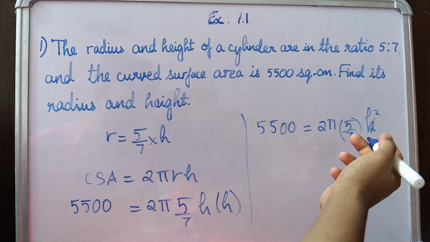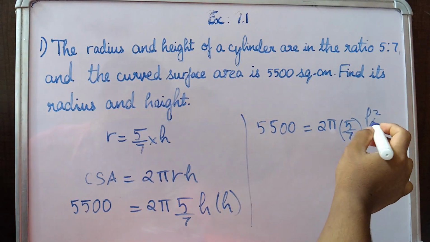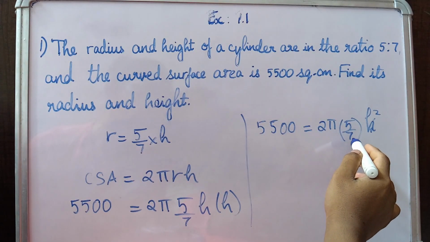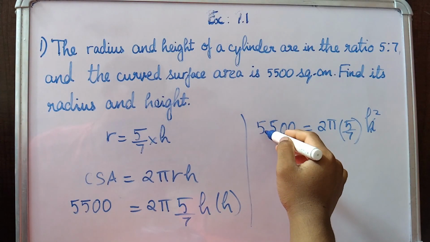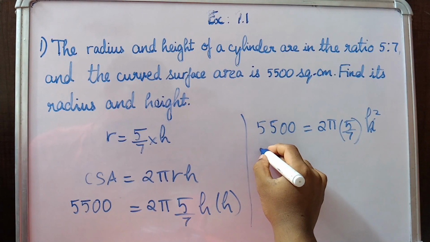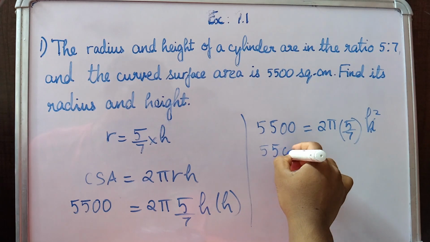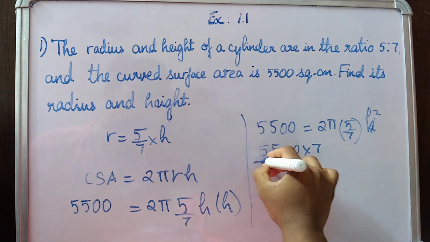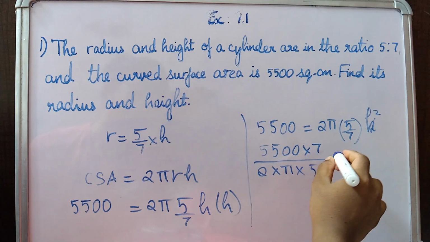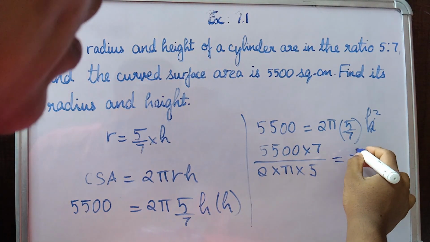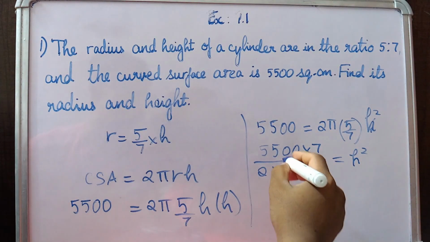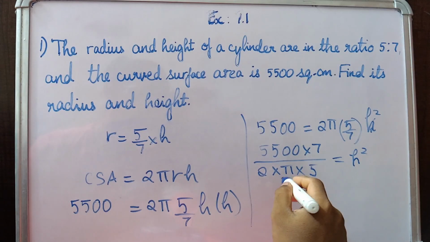So now we have to find the value of h. So we can have h here and take all the parameters that are here to the other side. So 7, which is in the denominator, becomes the numerator on the left side, and 2 pi into 5 comes to the denominator here. So we can write this as 5500 into 7 divided by 2 into pi into 5, which is equal to h square. And now we can replace this pi by 22/7.